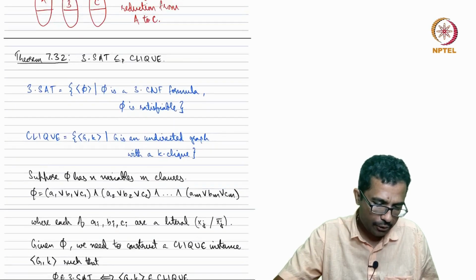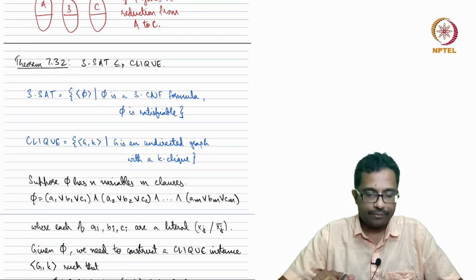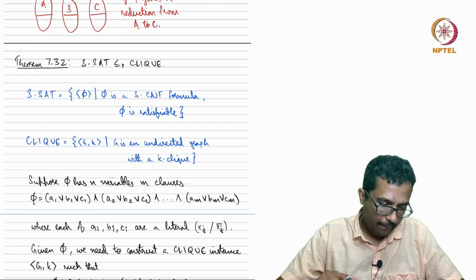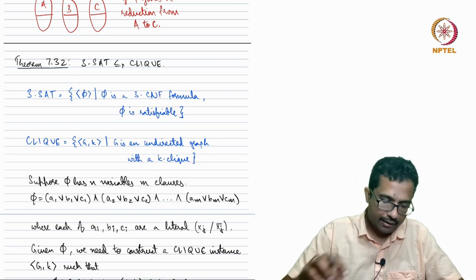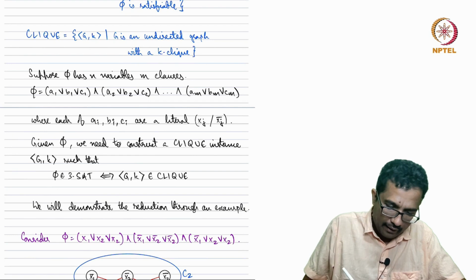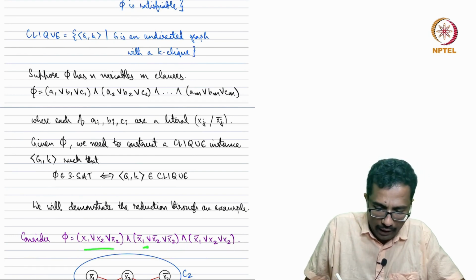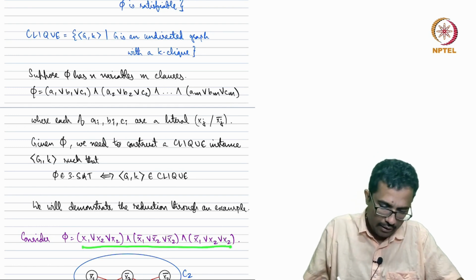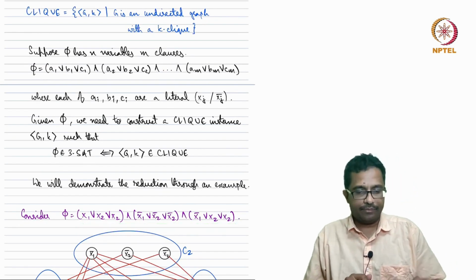So the next thing that I want to show is a proof that 3-SAT reduces to clique. Right. So 3-SAT, we have seen, is the class of all Boolean formulas which are in 3CNF form and are satisfiable. So something like this: x1, x2, x3. 3CNF means you have an AND of clauses where each clause is an OR of literals, right? So 3-SAT means it's a 3CNF formula that is satisfiable.